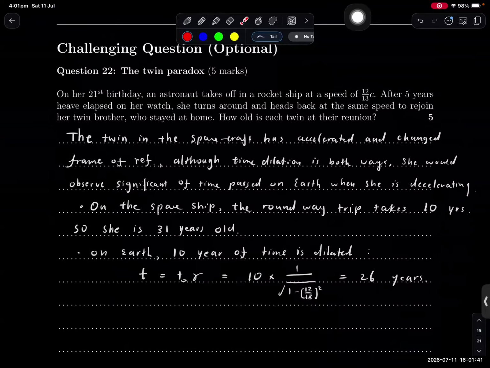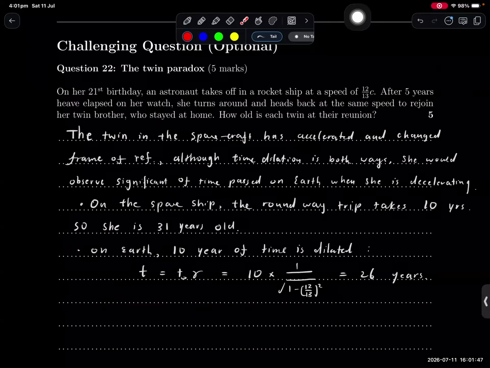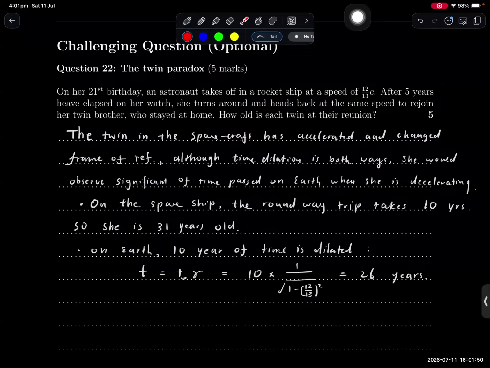All right. Following question, twin paradox. A twin on her 21st birthday, an astronaut, takes off in a rocket ship at speed 12/13 times the speed of light. After 5 years has elapsed on her watch, she turns around and heads back with the same speed to rejoin her twin brother, who stayed at home. How old is each twin at their reunion?